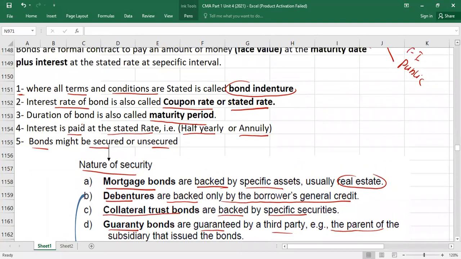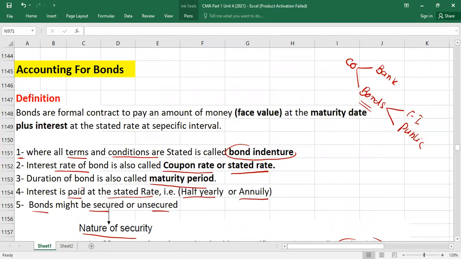Now, if you look here at the definition, you will understand it in a better way because we are now familiar with the terminologies. So bonds, what's the definition? Bonds are a formal contract, a kind of written contract to pay an amount of money. Amount of money means what? Face value. Face value is always written on the bonds. For example, bonds might have a face value of $1,000 or £100, depending on the country where you are issuing.